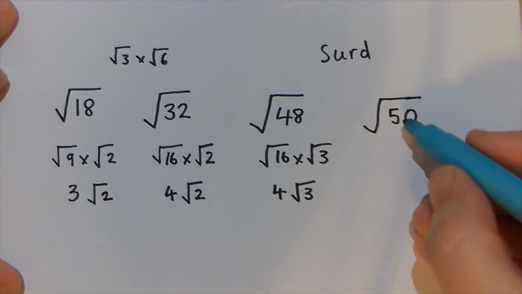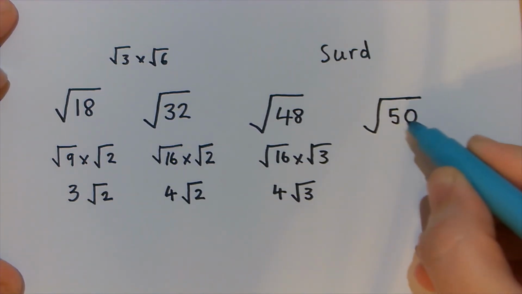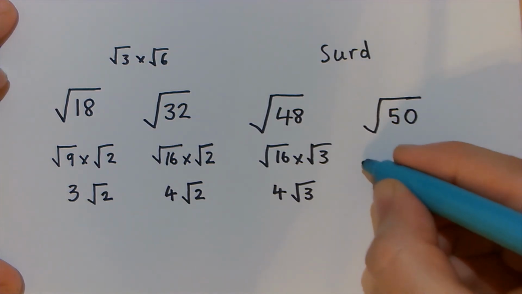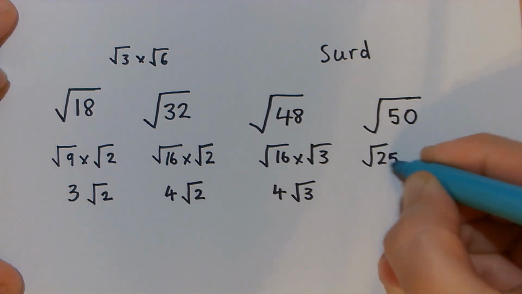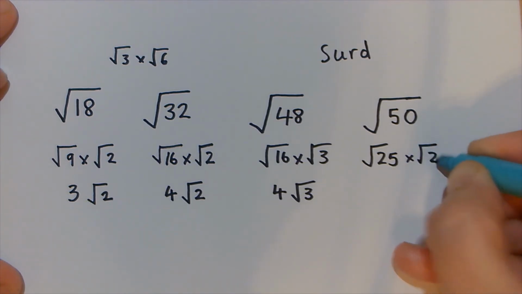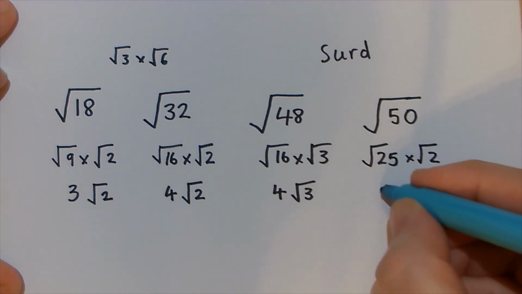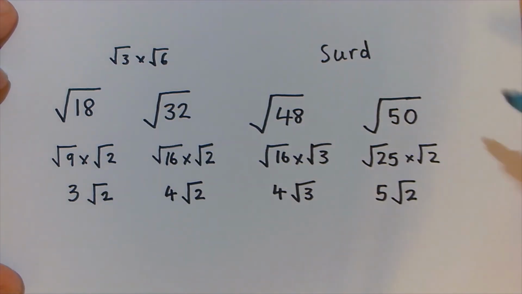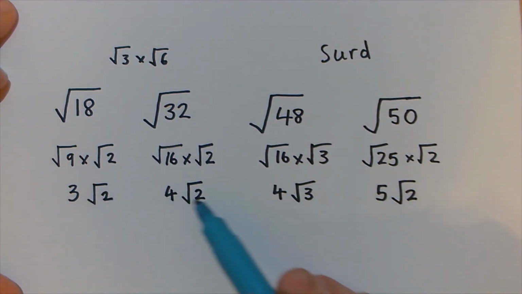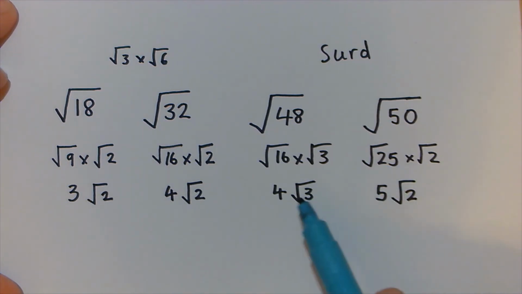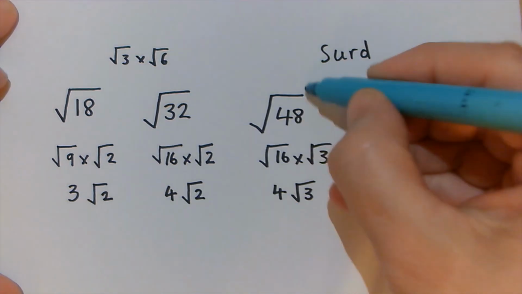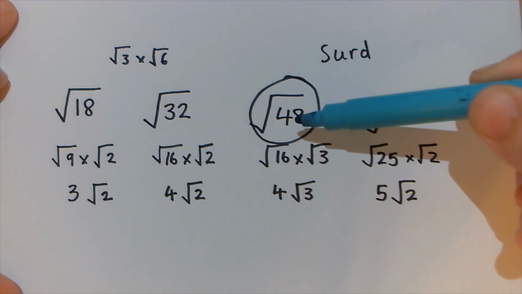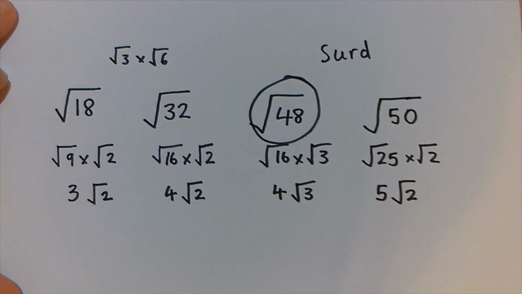So let's have a look. What two numbers times to give 50? 5 times 10, but none of them are square numbers. So it would be square root of 25 times the square root of 2. And the square root of 25 is 5. 5 times root 2. So the answer is all of these ones are root 2's, and this one is not a root 2. So if you did manage to get that one, fantastic. The root of 48 was my odd one out. Well done.